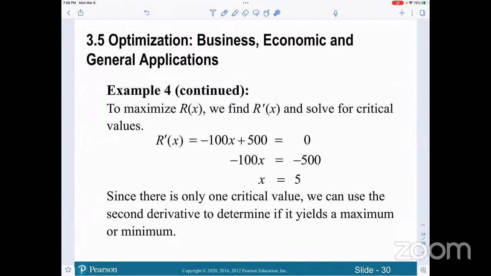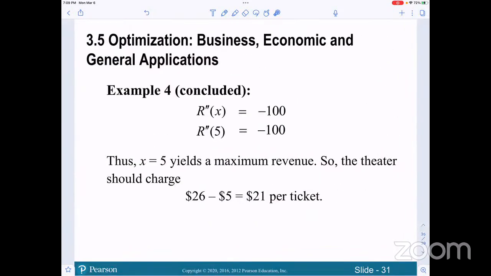Since there's only one critical value, we can use the second derivative. The second derivative is going to be negative 100, which means that this is a max. So basically what we're saying is if we reduce the price of the ticket by $5, that's going to maximize our total overall revenue. It's always negative, so this is the maximum revenue. So the theater should charge $21 per ticket.